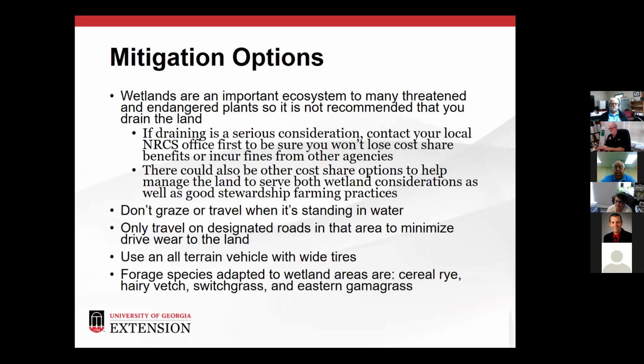Don't graze or travel in those areas when they're standing in water. Only use designated roads too, to minimize the wear on the land itself. And again, use forage species adapted to wetland areas like hairy vetch, switchgrass, gamma grass, that type of thing.